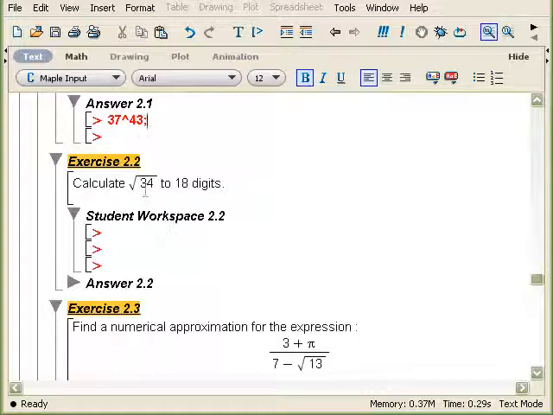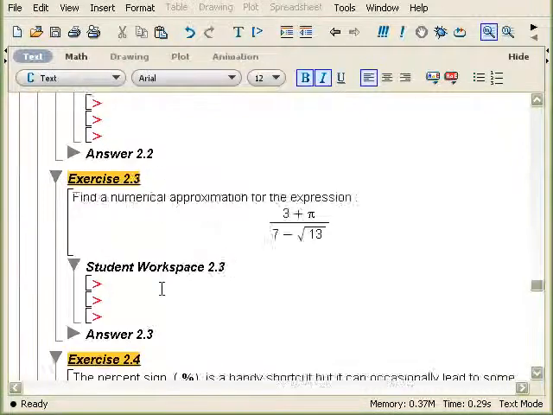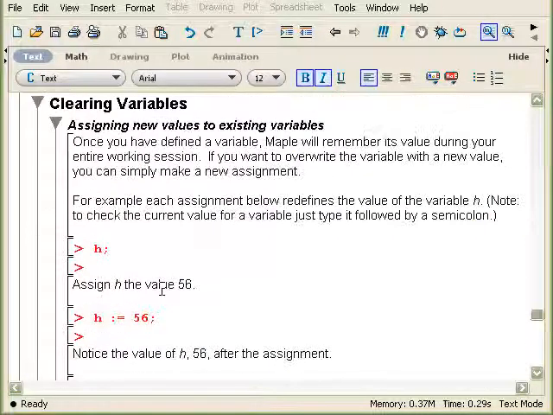Next thing, calculate square root of 34 to 18 digits. What is that going to be, right? So please do this part.